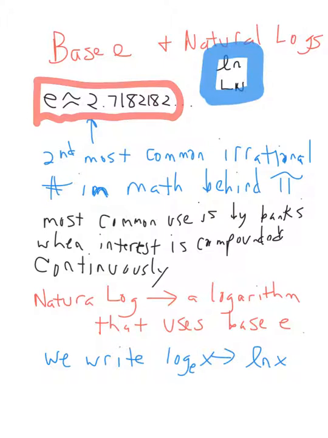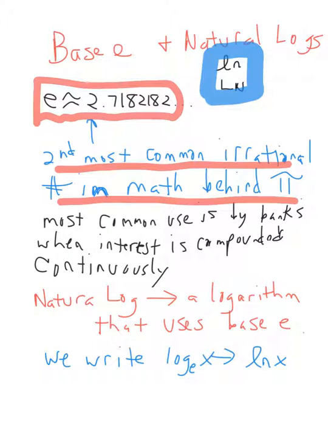And it is the second most common irrational number that we use in math behind pi, which is 3.1. Well, we use 3.14, but it's an irrational number, that decimal that goes on forever. The most common use of natural logs, this base E, is by banks when interest is compounded continuously.